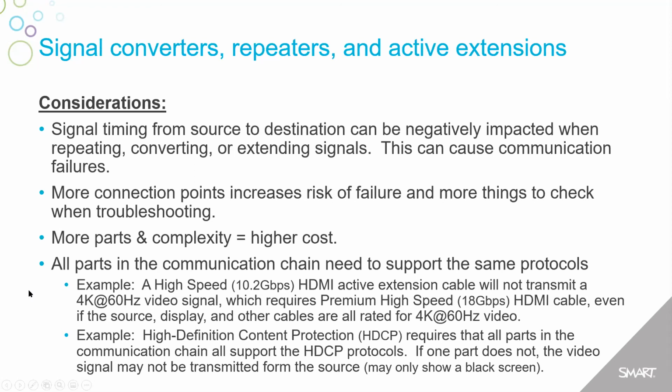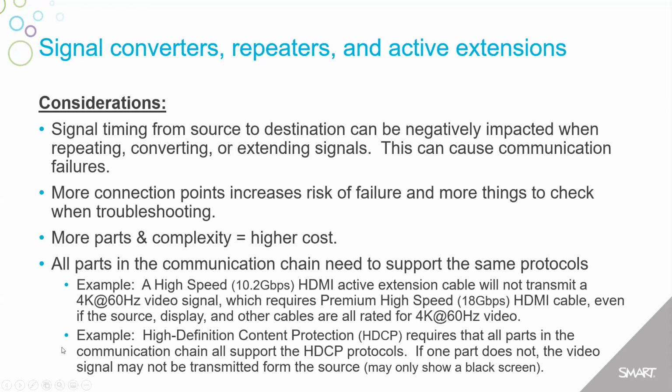In addition, all parts in the communication chain need to support the same protocols. Say we have a high-speed HDMI extension cable, but you're trying to put a 4K 60 Hz video signal over it. 4K 60 Hz video requires premium high-speed HDMI cable. So even if your computer supports the 4K 60, your initial video cable is premium high-speed supporting the 4K 60, your display supports 4K 60, but you choose to use an extender that doesn't support 4K 60, you're not going to get 4K 60 out of that system.